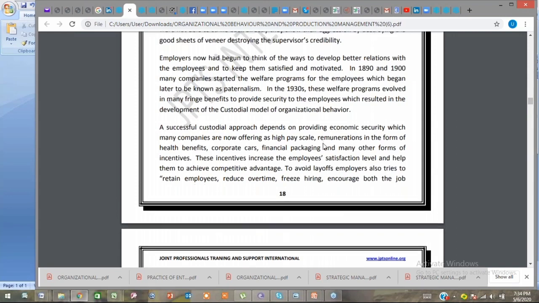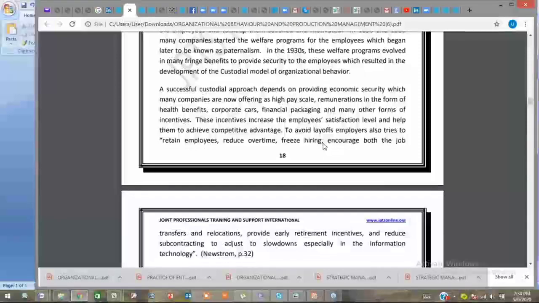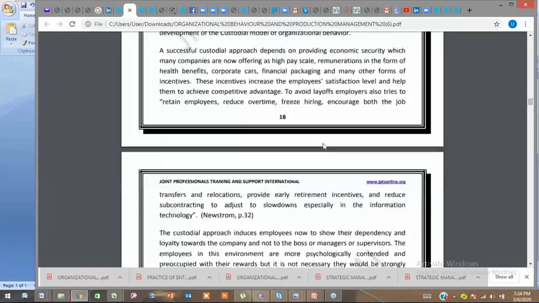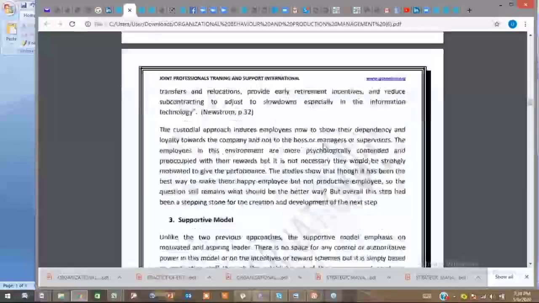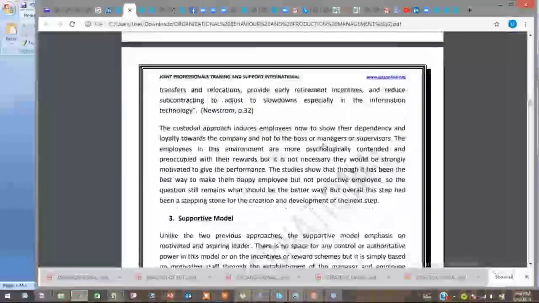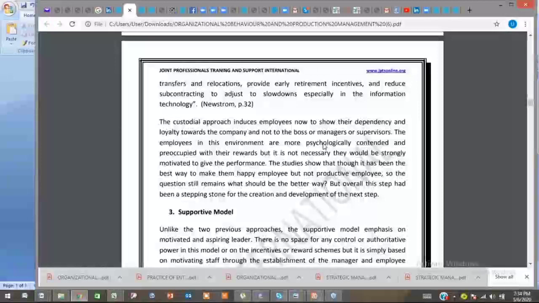A successful custodial approach depends on providing economic security, which many companies now struggle with because of high pay scales. So what I mean by this is this: eventually, a custodial approach is one that gives employees room to also suggest, to also talk back, and it also looks at the welfare of the employee.